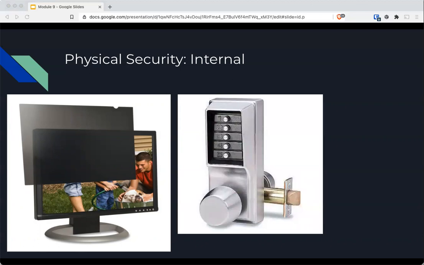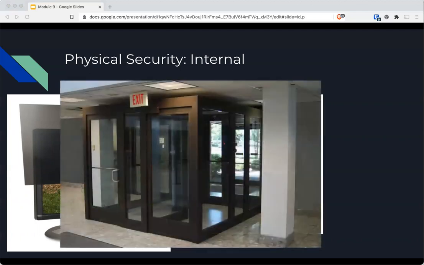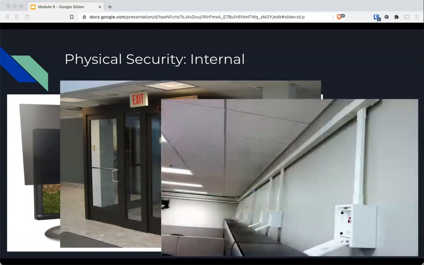Having access logs to keep a physical account of who has entered a secured area. Using man traps to separate a non-secure from a secured area. Using protected distribution systems to prevent any transmitted data from leaking out. Having things like cable locks as well, to prevent devices from getting legs and running away.